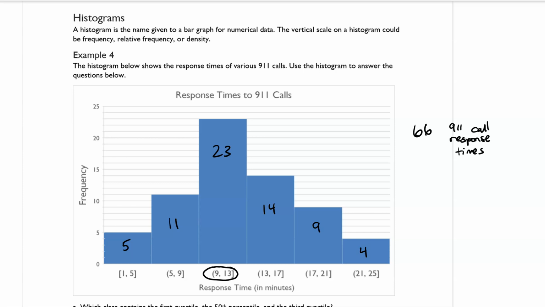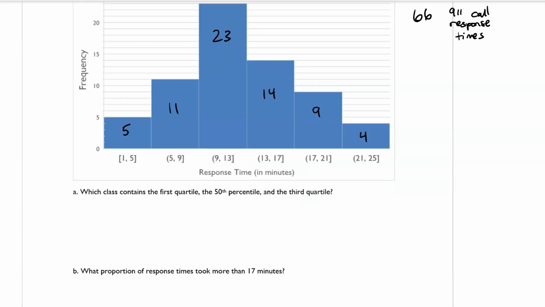But the important part is that there's 66 of them, and we will use that later in just a moment. So part A says, which class contains the first quartile, the 50th percentile, and the third quartile? Now, if you don't know what quartile means, if you look at this word, the first part is quart, and quart, maybe you can think of a quarter, like the money, or quarter like 1/4.